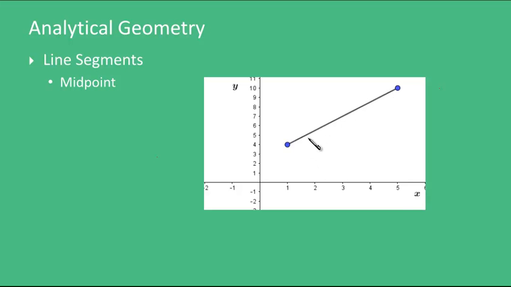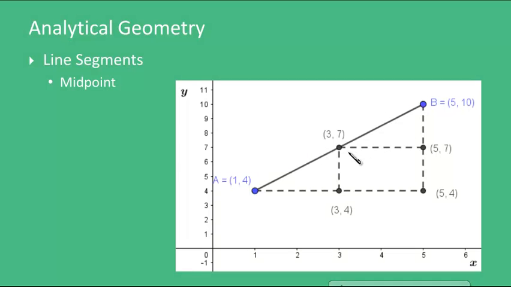Given 2 points, we want to find the midpoint of the line segment connecting them. So let's look at this example. We have the point A (1, 4) and the point B (5, 10). As we can see here, the midpoint is going to be the point (3, 7). So how do we know this?